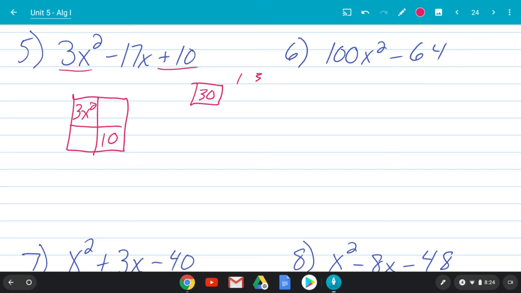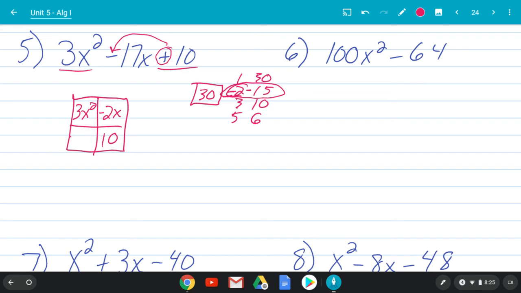Factors of 30. 1 and 30. 2 and 15. 3 and 10. 4 does not. 5 and 6. Which of those come together with the same signs to get me a 17? 2 and 15. And they both have to be negative. So a -2 and a -15. Those go in the other two boxes. It doesn't matter which one goes where.